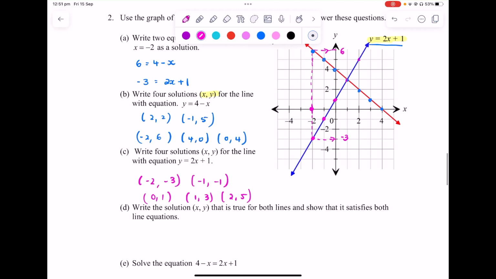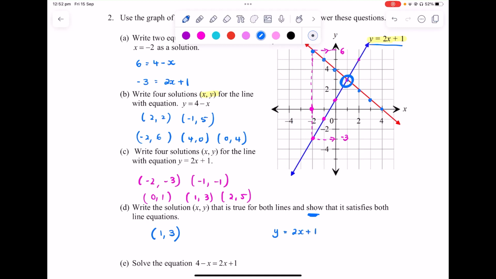Write one solution (x, y) that is true for both lines and show that it satisfies both line equations. Well, what is the solution that's true for both lines? It's really asking us for that point of intersection. Here is a solution that is true for both lines. It is the point (1, 3). It's a point that lies on both lines. And show that it satisfies, when I see that word show that, I'm going to take one of my lines and show you, and you can do the next one.